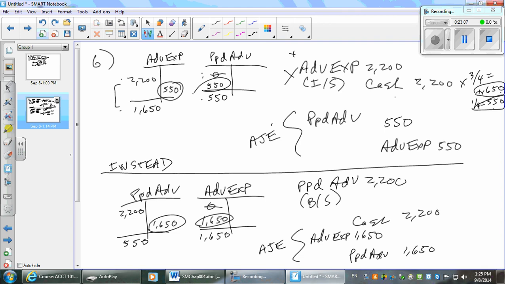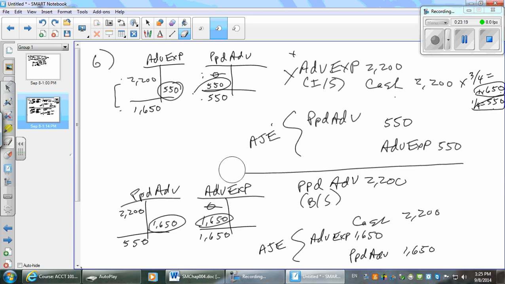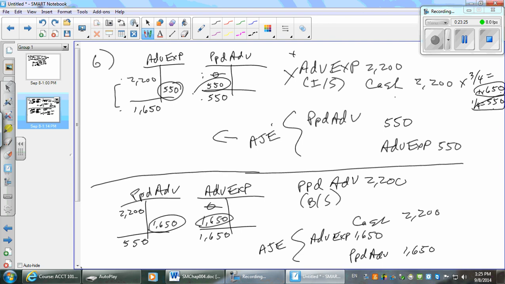Everybody got it? So let's do this on the balance sheet then. Let's figure out what this would look like on the balance sheet for each of these. What would this one be? Let me give myself a little more room here. Okay, so let's do this one up here. What's the impact of that adjusting journal entry if they've done this approach, debiting the advertising expense first? What's the effect on the balance sheet?